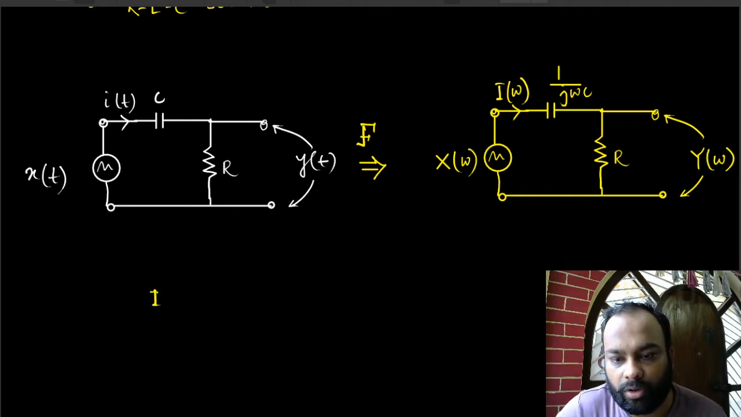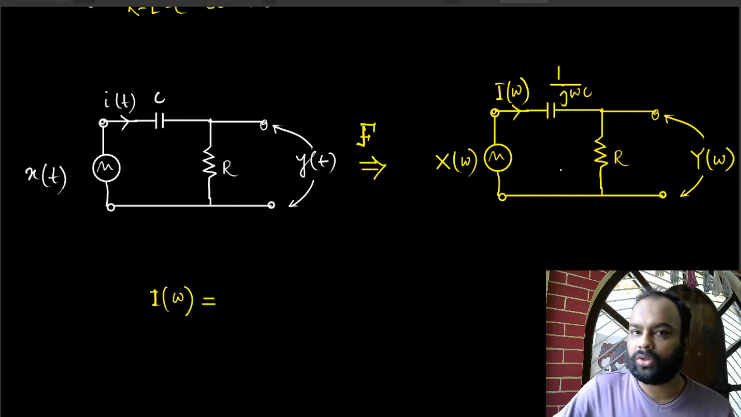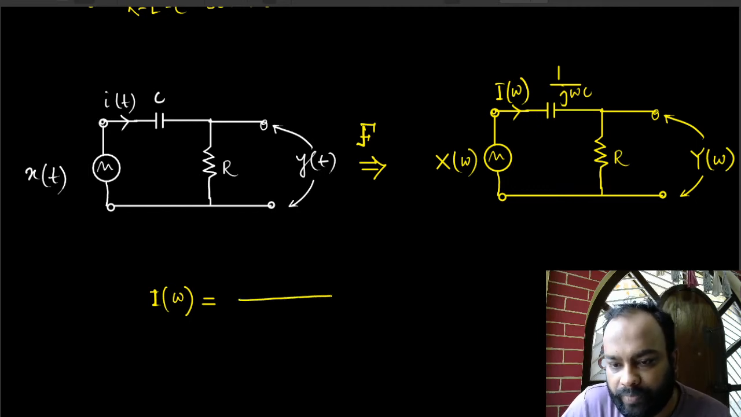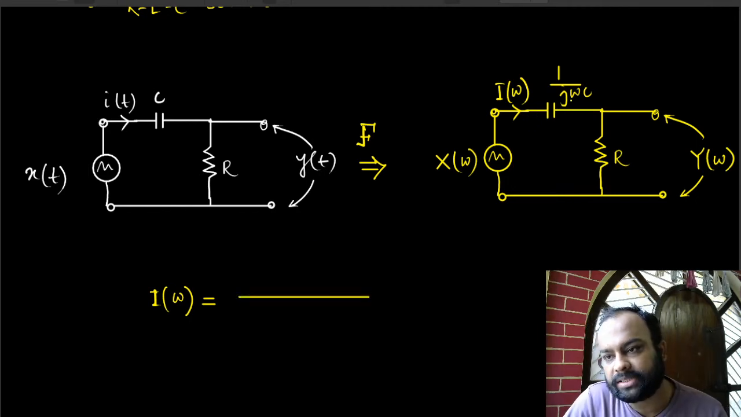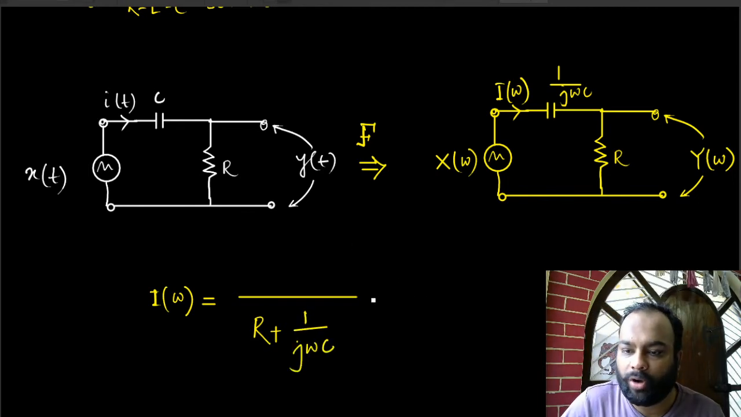Of course, the current would be total voltage divided by total impedance. So we are applying the KVL, but in any case. What is the total impedance? The total impedance is R plus 1 by j omega C. And what is the voltage that appears across this entire circuit? That's X(omega), right?